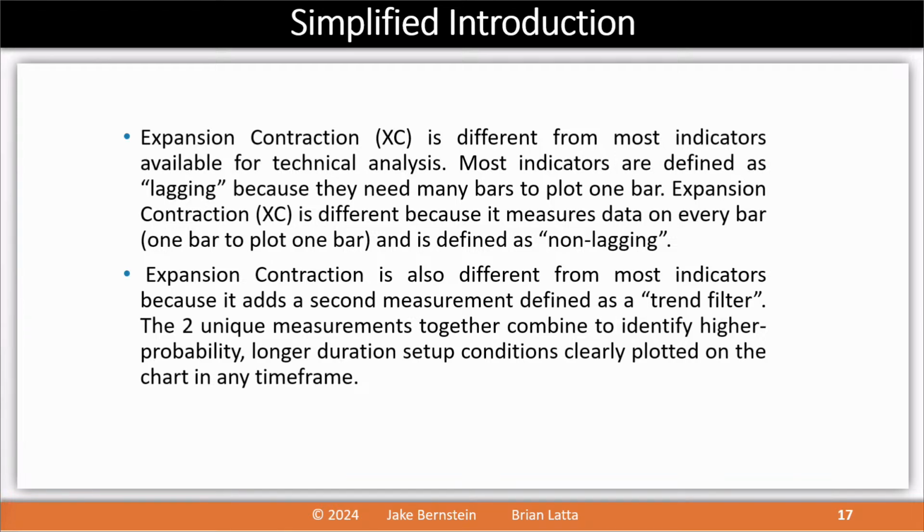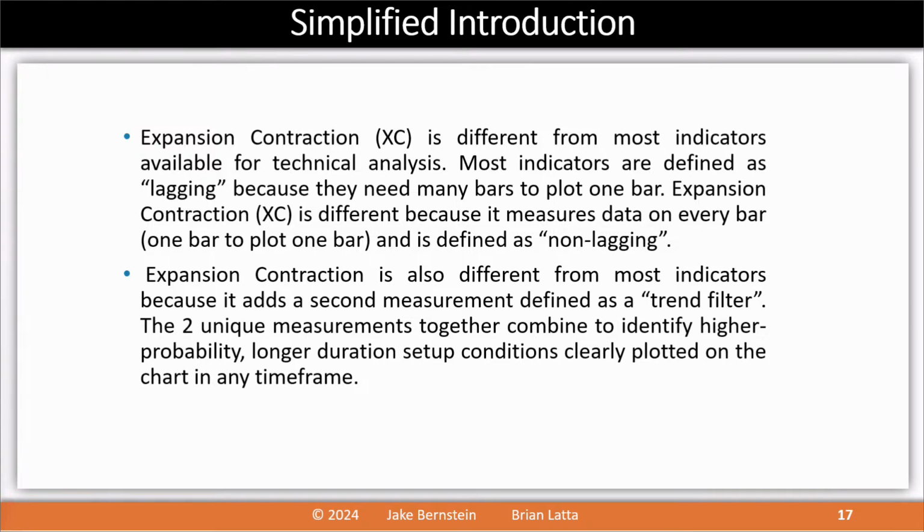But as it says, most indicators lag because they need many bars to plot one bar of data value. An expansion contraction is different because it measures data on every bar to just plot one bar of data, and therefore it is concurrent with data or non-lagging in that instance. And that helps us. Ideally, we're using leading indicators such as divergence or seasonals, or concurrent or non-lagging indicators that are just telling us what's true now.